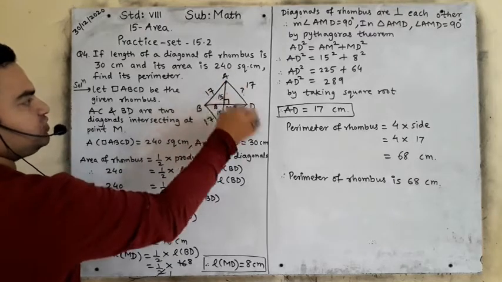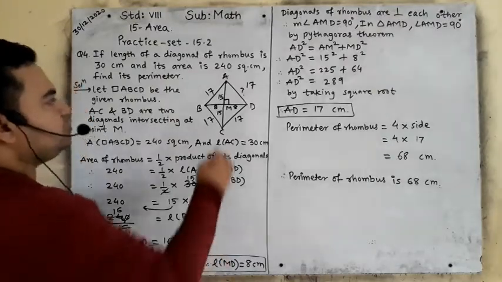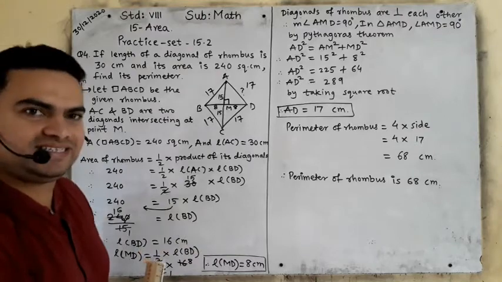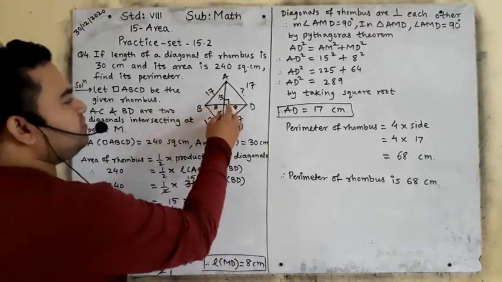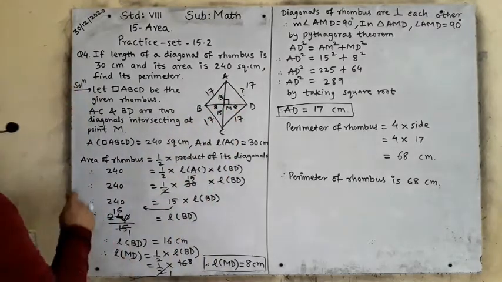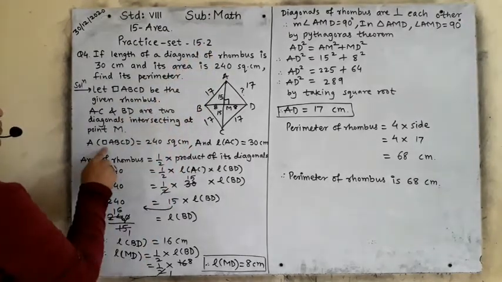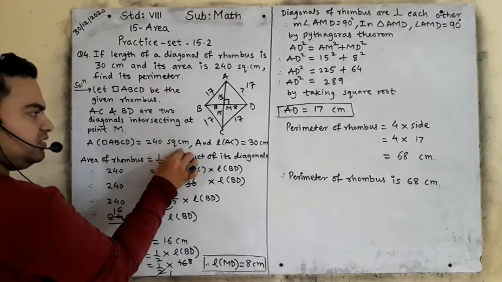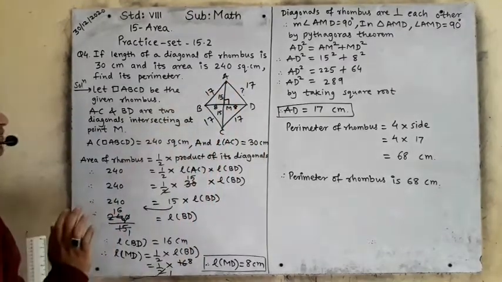We will use triangle AMD, because it is very easy to understand. So these two diagonals intersect each other at a point and they are perpendicular bisectors. Perpendicular means 90 degree, a right angle triangle, and bisector means they will divide the diagonals into equal half parts. Okay. So what is given here? The area of quadrilateral ABCD, that is the area of the rhombus, is 240 square centimeter, and AC is 30 centimeter, which means half is 15, 15.